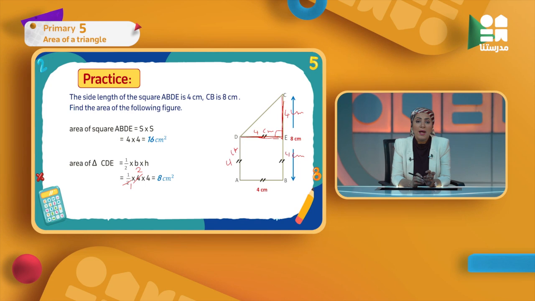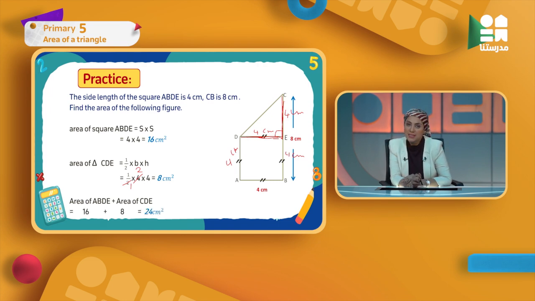Now I have the area of the square and the area of the triangle. When I add them to each other, they will give me the area of the whole figure. So this is what I am going to do. I will add the 16 to the 8, which is area of ABDE plus area of CDE, which is 16 plus 8, which is 24 centimeters squared. Okay? So this is how we have got the answer of this question, the area of the whole figure.